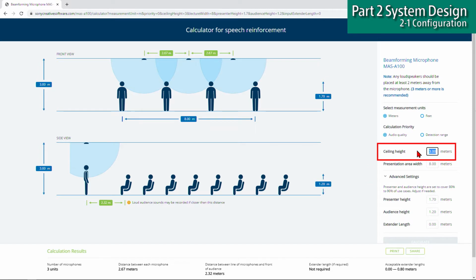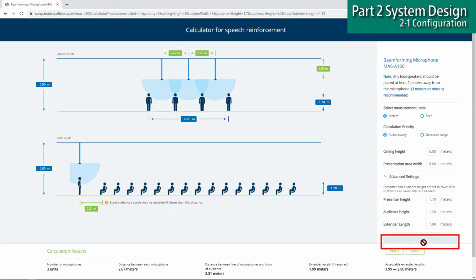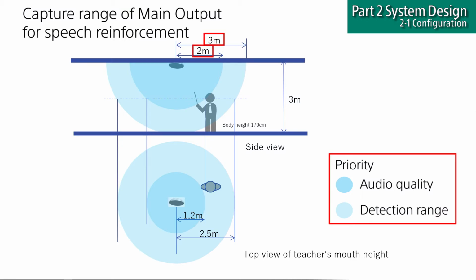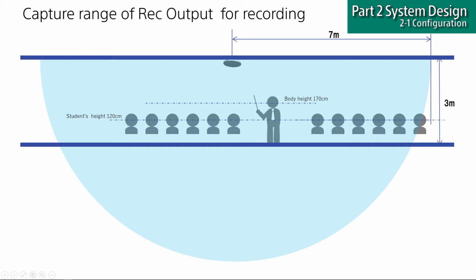Then, for the case of ceiling height 5 meters like auditorium, click Calculate. It says 3 microphones is enough, but 2 meter extender is required. This is a detail of capture range for speech reinforcement. That is a hemisphere of 2 to 3 meter radius. For the case of ceiling height 3 meters and teacher's body height 1.7 meters, this is the top view of teacher's mouth height. That is 1.2 to 2.5 meter radius. Then the capture range of rec output is hemisphere of 7 meter radius.